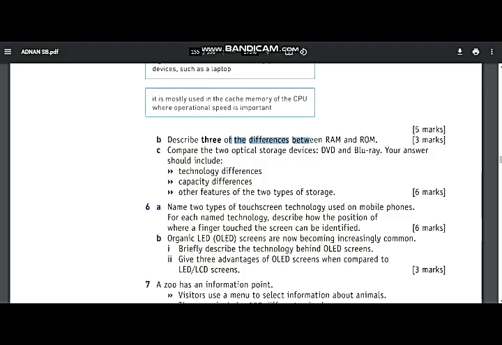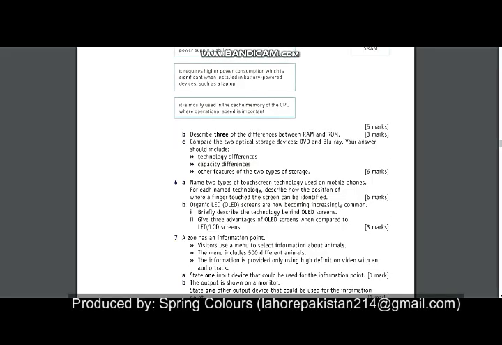Describe three differences between RAM and ROM. Now let's discuss question number 6a. Name two types of touchscreen technology used in mobile phones.